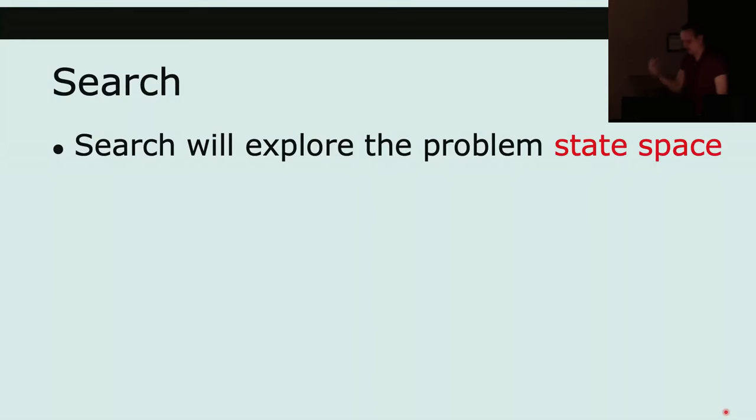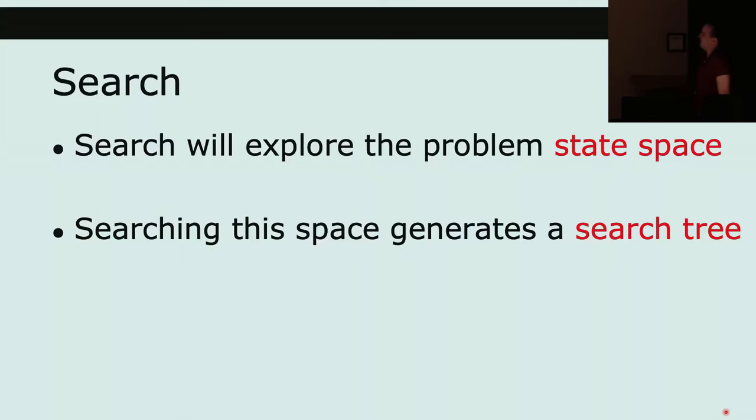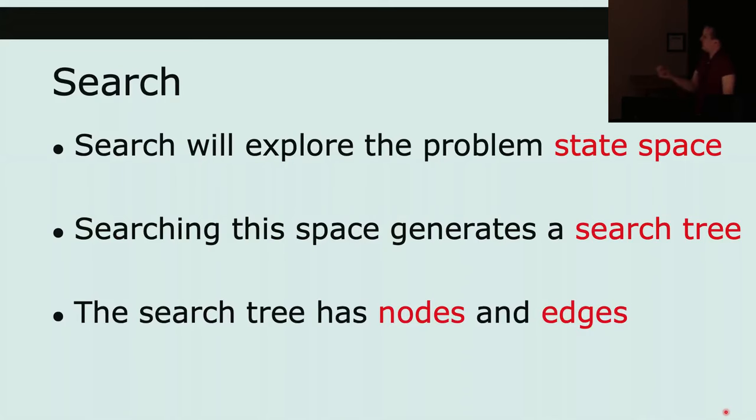So an agent is going to take an action in a current state. That's going to transition us to another state. So it is going to explore some subset of the state space of that environment. The process of doing search is going to generate a search tree. And we'll talk about that in a bit. I have an example. And this tree is going to have nodes and edges.